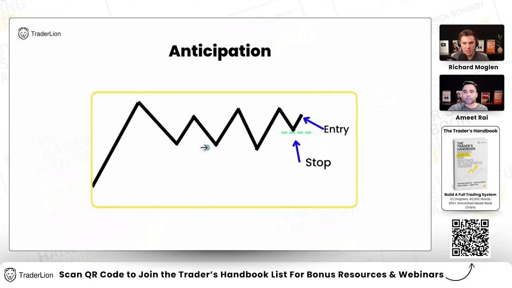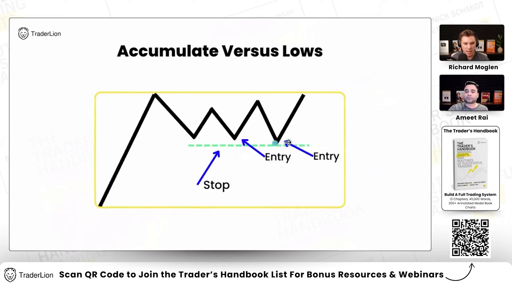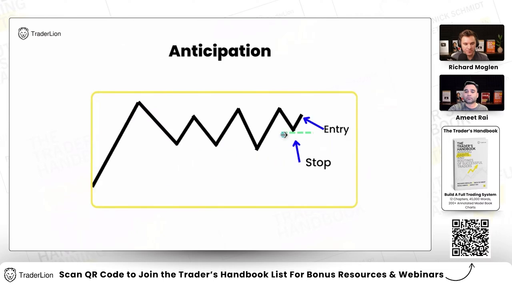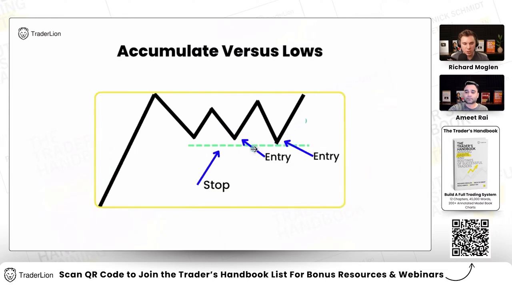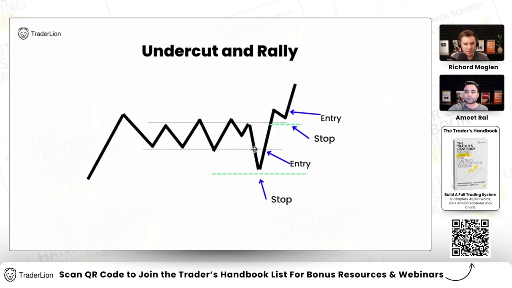So here you would set your stop with this one at the low of the range as you accumulate here. Here you're setting your stop pretty tightly at that higher low, anticipating the breakout. And this could be your second buy after maybe you've been accumulating your lows. Then the third one is a little bit different.